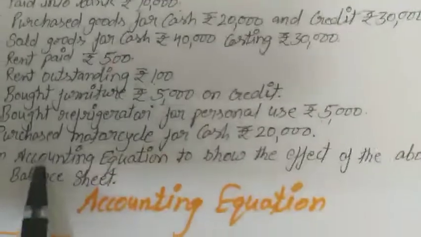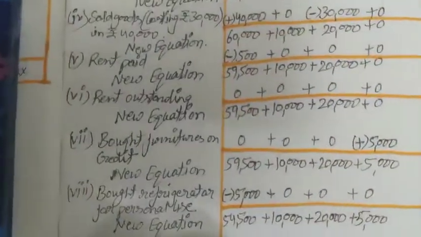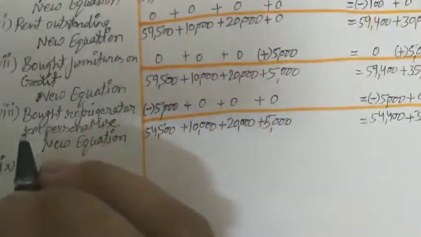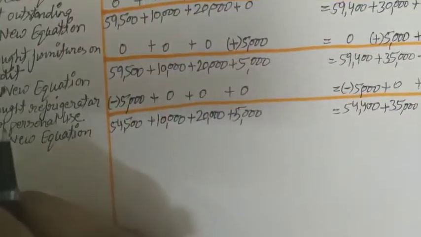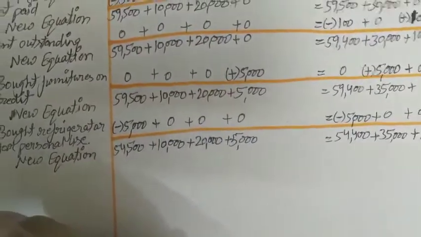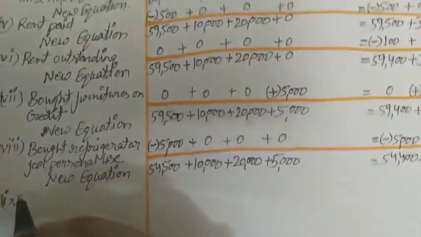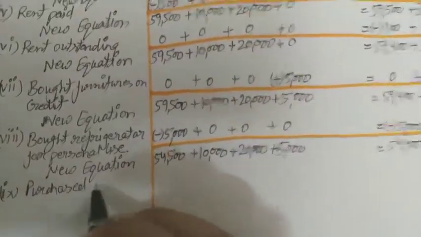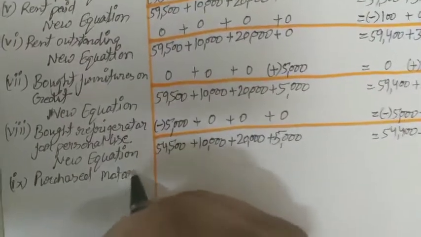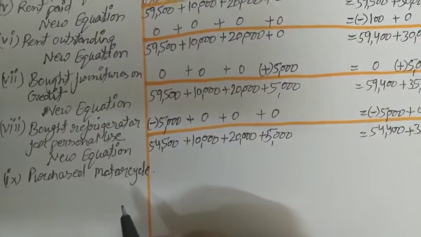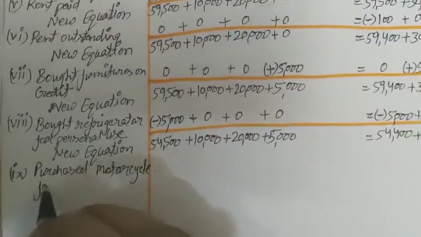Next, ninth one: purchase motorcycle for cash, rupees 20,000. It is not mentioned whether it is for personal use or for business purpose. So if nothing is mentioned over here, then it will be used for the business purpose. So purchased motorcycle for cash.